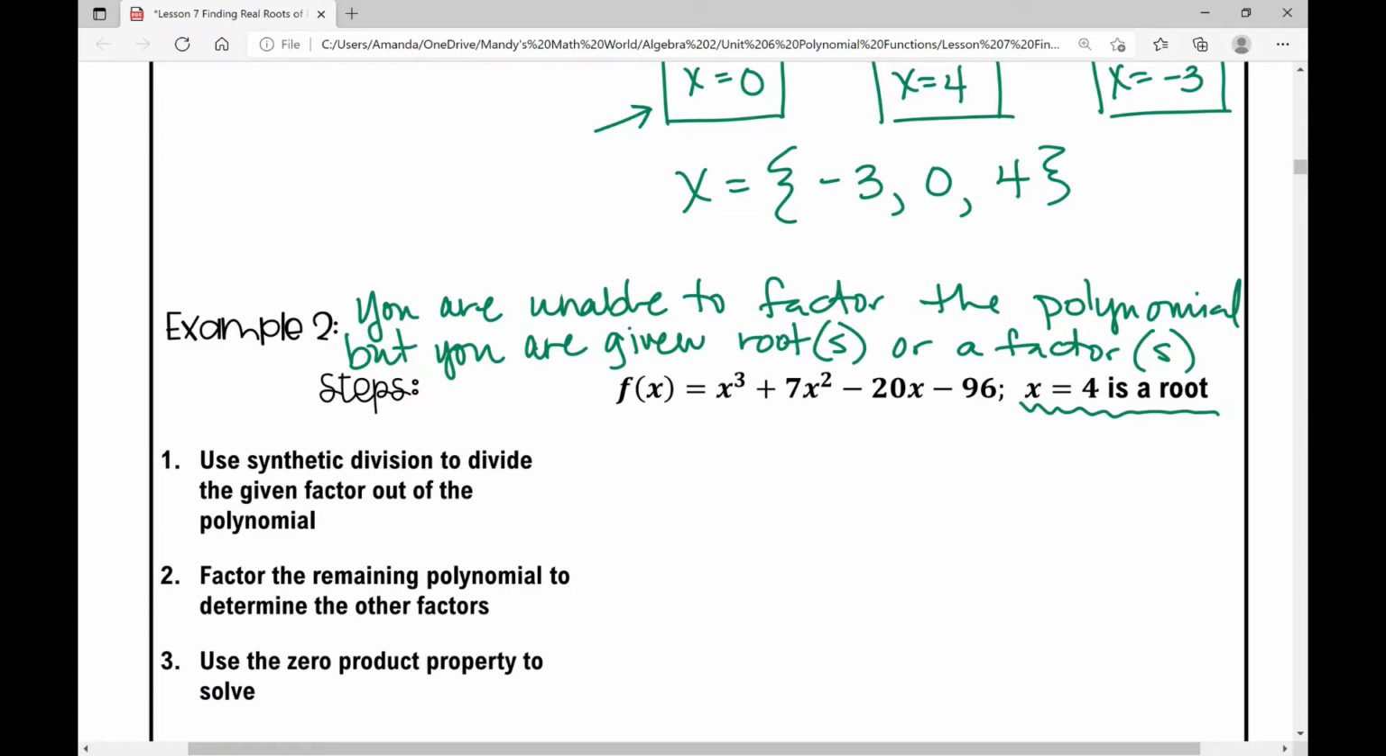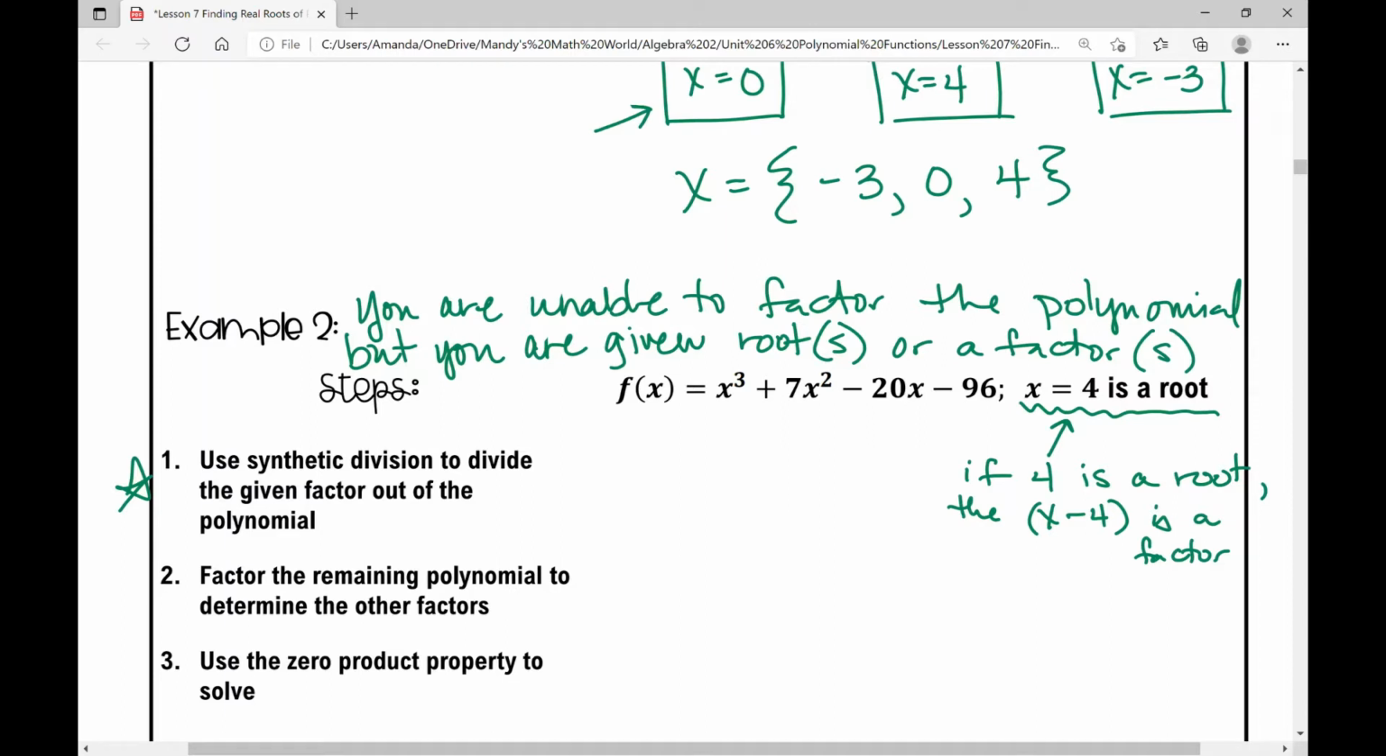So what we're going to do when we're given this particular polynomial, this function, and we're given the fact that x equals 4 is a root, is use synthetic division to divide the factor out of the polynomial, or to divide that root. So how do I use synthetic division? I'm going to take that root, and I'm going to go ahead and write here, if 4 is a root, then x minus 4 is a factor. So let's write that out, because if I had said x plus 4 is a factor, well, that's different.